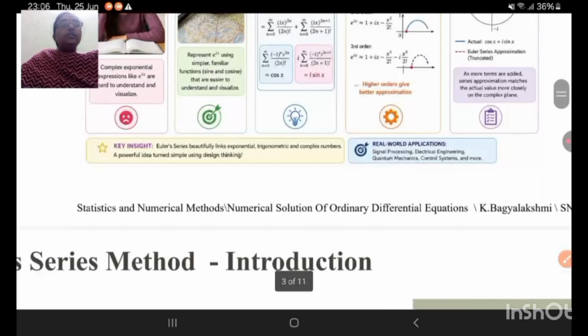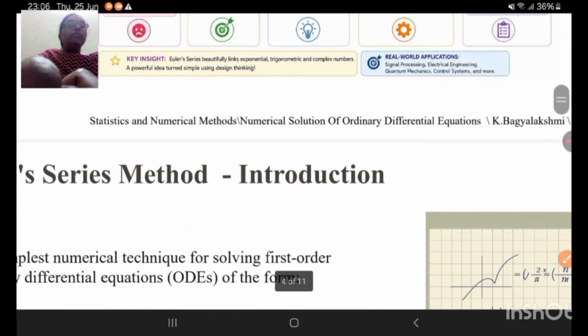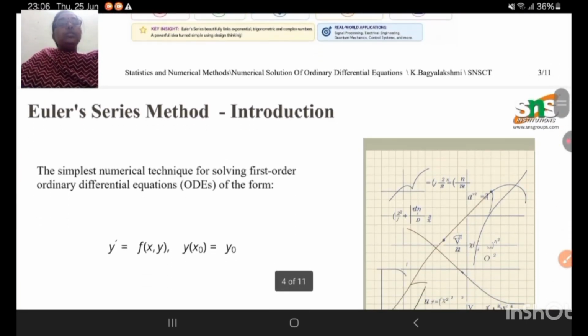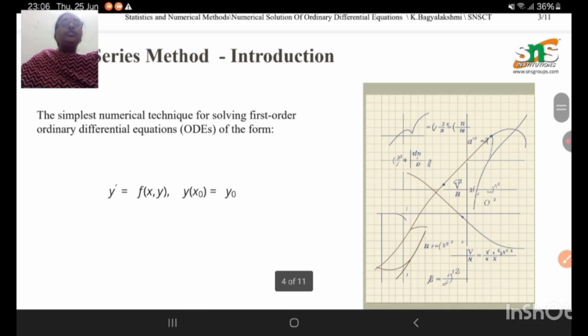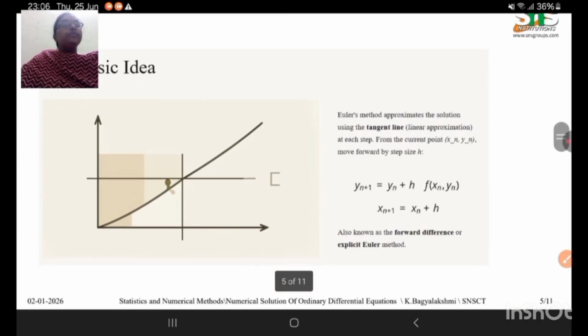Here in statistics and numerical methods, we are using Euler's series. The series is based on first order ordinary differential equations, which have the form y dash equal to f of x comma y, with the initial condition y of x naught equal to y naught. Some basic ideas we can discuss.